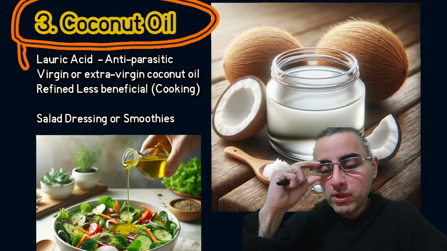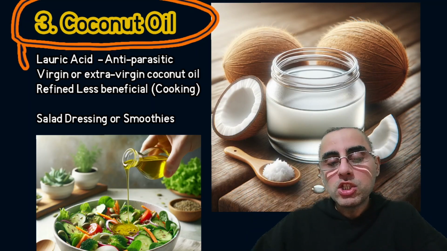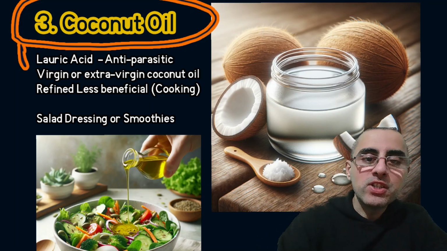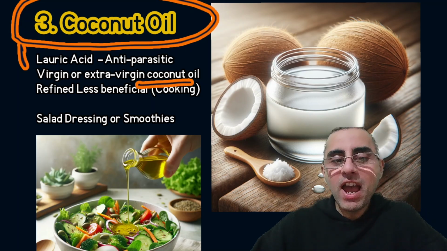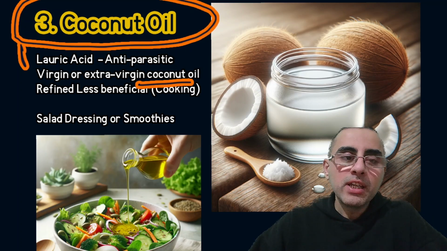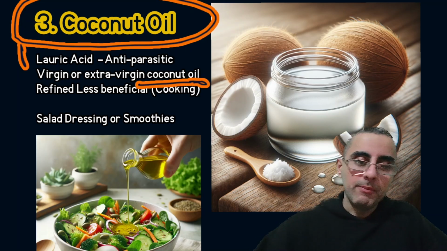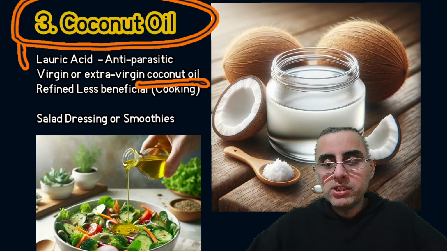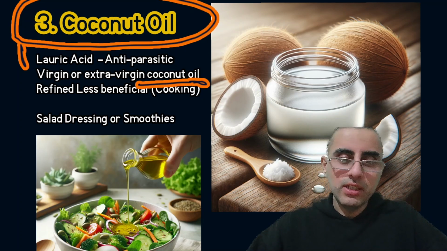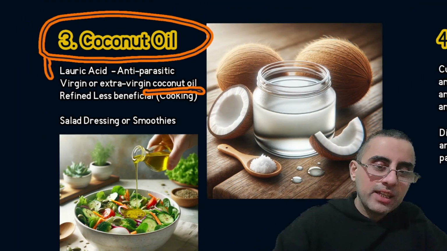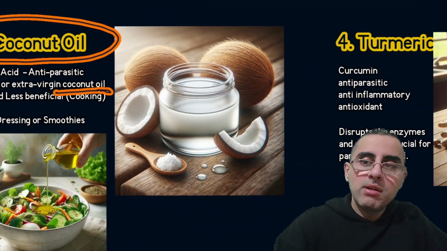But if you want health benefits, it's better if you choose virgin or extra virgin coconut oil, because if it's refined, it loses important compounds such as lauric acid, which has antiparasitic action. So it's always better to choose virgin or extra virgin coconut oil to retain its health benefits and health components. And what is the intake route? The best intake route is in smoothies or in salad. As a salad dressing, you can do both.